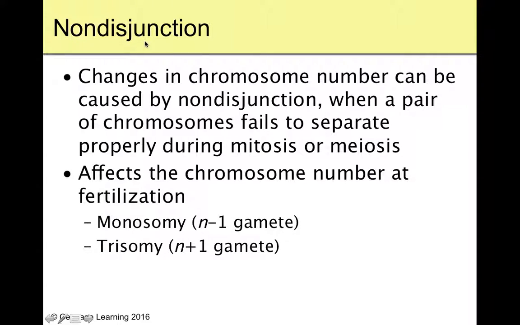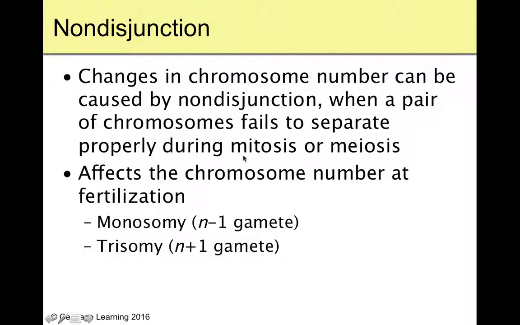So one of the reasons you get these is what's called non-disjunction. To disjunct is like to break apart, so it's the not breaking apart. Changes in your chromosome number can be caused by non-disjunction. A pair of chromosomes fails to separate during mitosis or meiosis, and so instead of one sister chromatid being dragged together into the cell, both are dragged together into the cell, and now our chromosome number is all messed up.